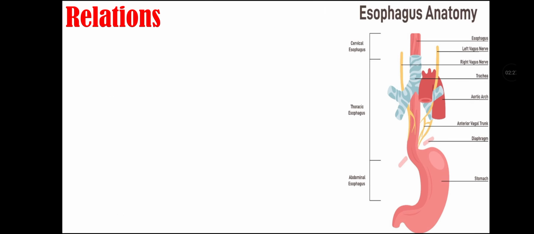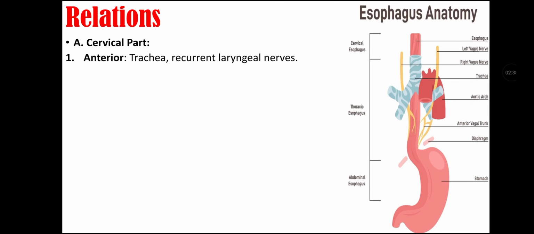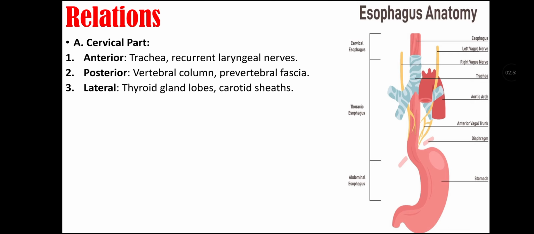Now let's talk about anatomical relations of the esophagus. First, we will talk about the cervical part anatomical relation. Anteriorly to this region, there is trachea and recurrent laryngeal nerve. Posterior to cervical part of esophagus are the vertebral column and prevertebral fascia and lateral to cervical part of esophagus there are thyroid gland lobes and carotid sheaths.